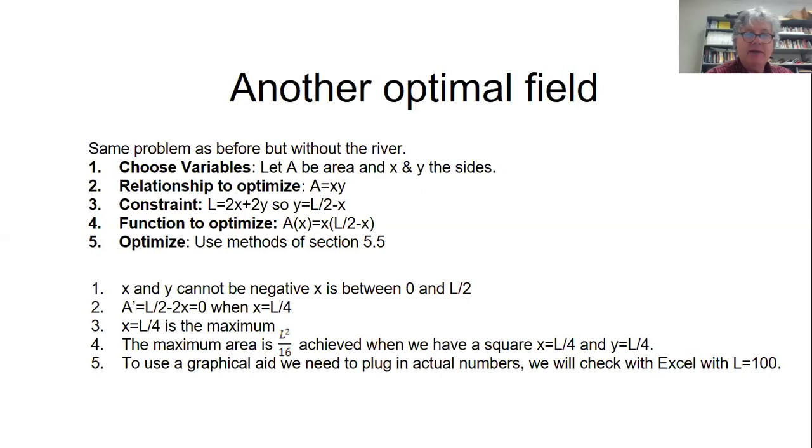We do the same kind of thing. We do the domain, it's between 0 and L/2. We take the derivative and it's L/2 minus 2X. So X equals L/4 is still the solution. And the maximum area now is L squared divided by 16, because if X is L/4, Y is L/4 too. Okay, so let's just check that with the Excel file again.